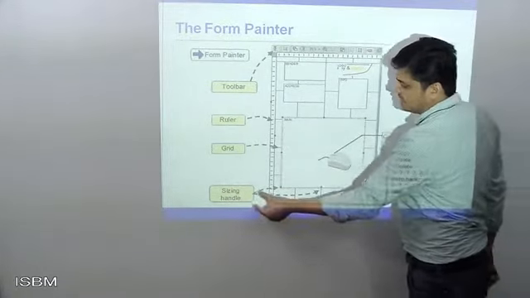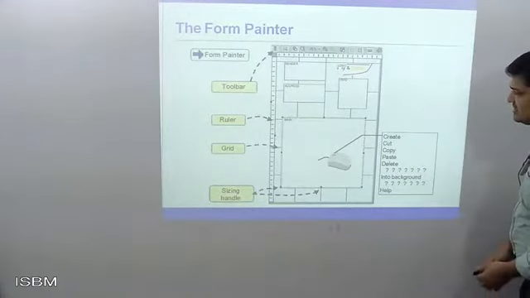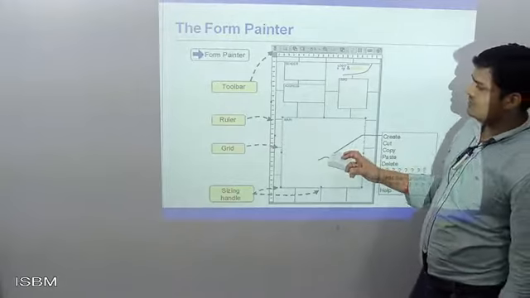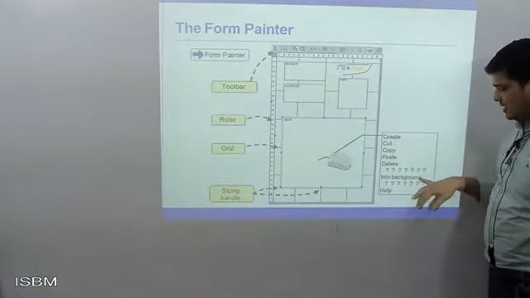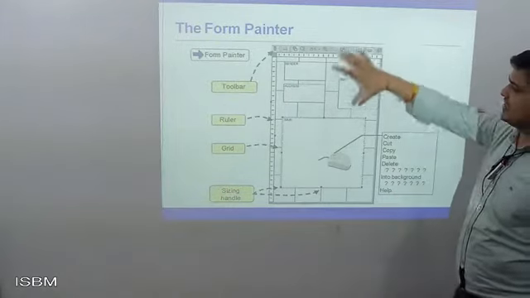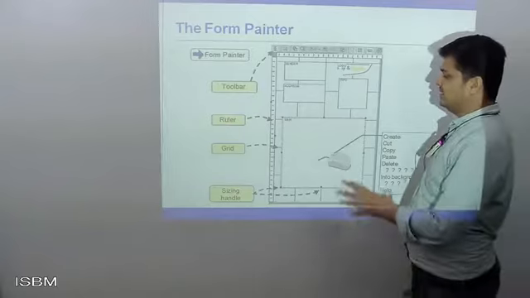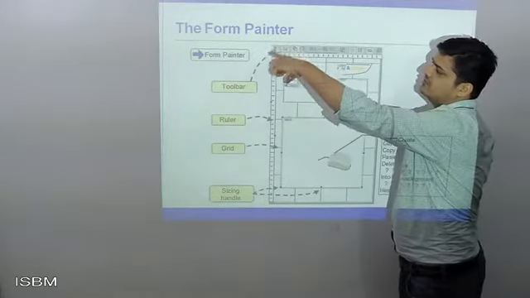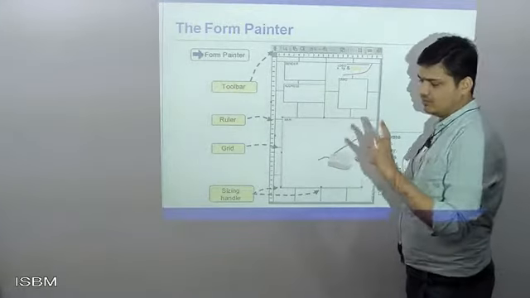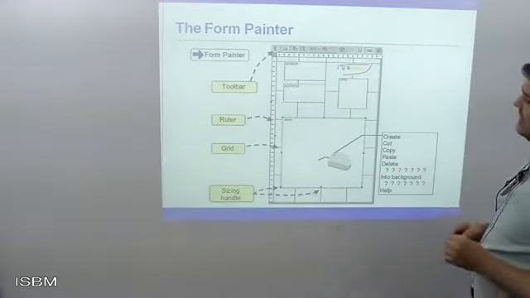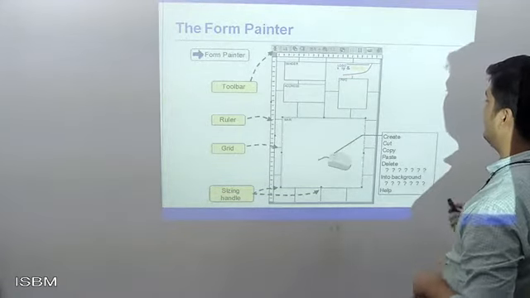We have sizing, you can handle the size from here. You can see that size. Again, these can be done with the help of your mouse. So you can create, cut and paste, copy, delete, and use background help. You can check out all the things of the form painter directly with the help of the toolbar, or you can easily handle it with the help of your mouse. So you can see that there are a lot of options in the smart form.